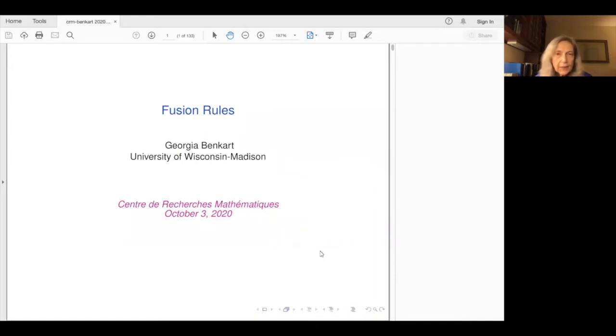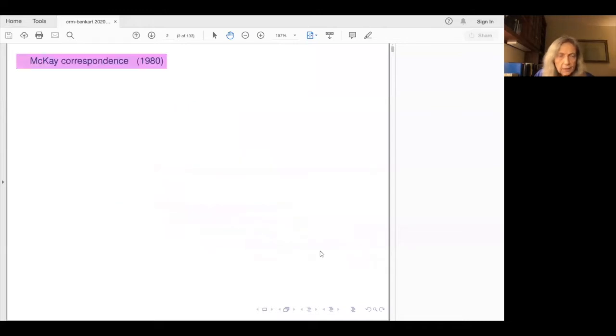I'm going to talk about fusion rules. What you should be thinking about here is tensor products. And the story that I want to tell goes back kind of to ancient history, to the McKay Correspondence, which is really the inspiration for what I'm going to talk about.